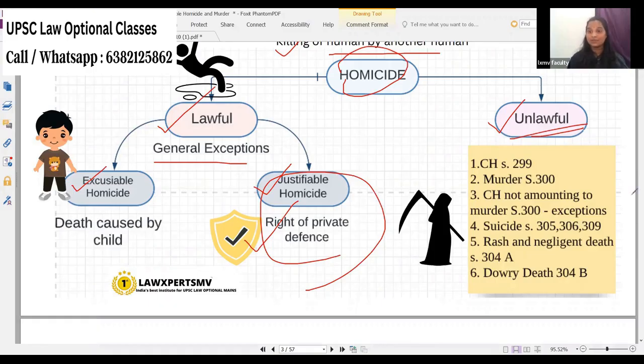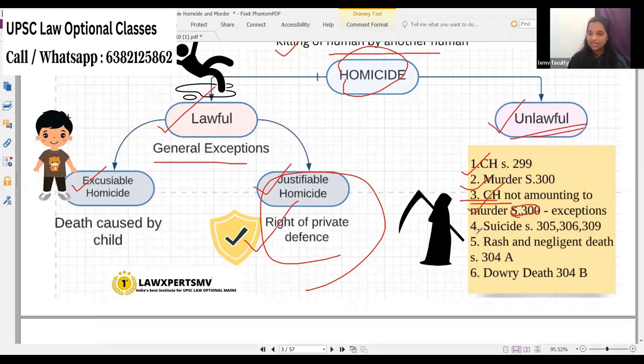Now let me give you a list of unlawful homicide. First one would be culpable homicide. See the name per se, culpable homicide, which means punishable homicide, section 299. Then you have murder. We don't have a separate section for the third limb, but this is a third variety, which is called culpable homicide not amounting to murder. Under section 300 itself, under murder, there are 5 exception situations given. So if you fall under any one of the exceptions, it is not murder, then it will be culpable homicide not amounting to murder under section 300.